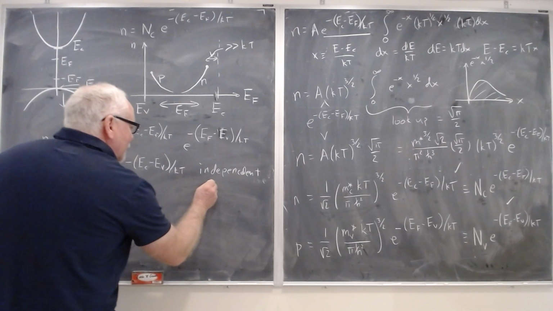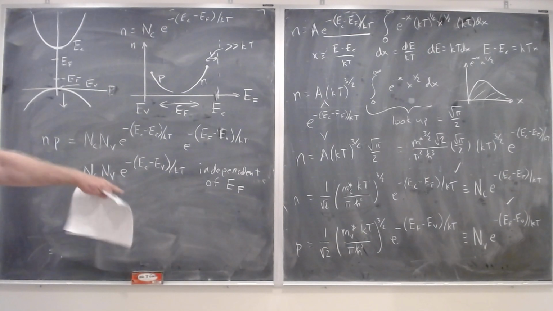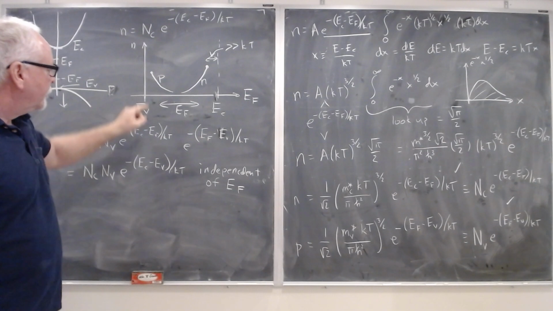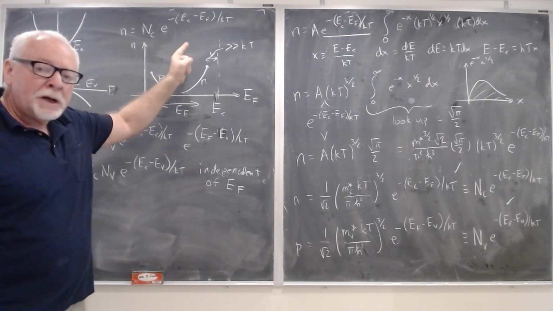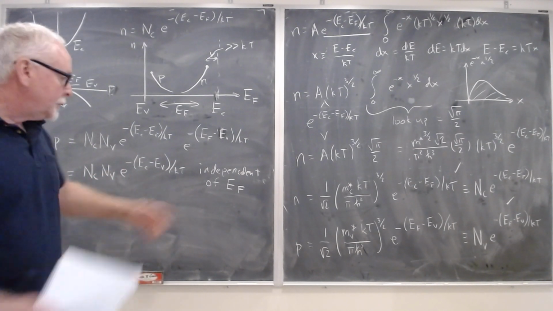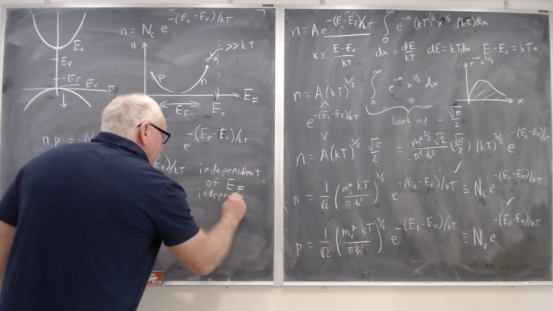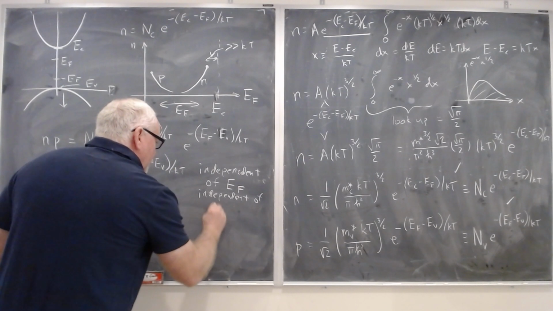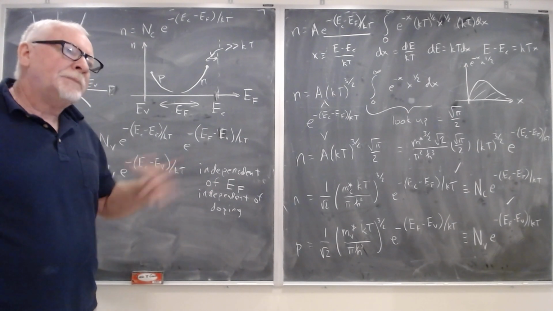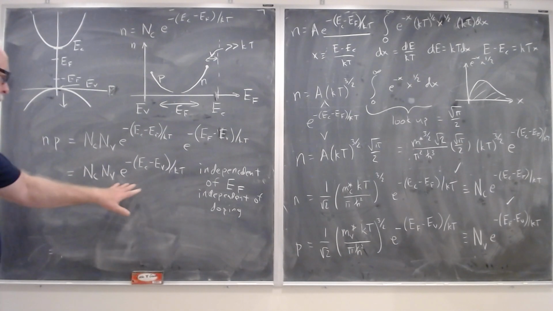Anyway, independent of EF, it doesn't matter what EF is. As EF goes this way, P goes up, N goes down. As EF goes that way, P goes down, N goes up. So their product is a constant. And since it's independent of EF, it's independent of doping. Meaning it doesn't matter how many acceptors or donors I put in or what quantity, the product of NP is a constant.